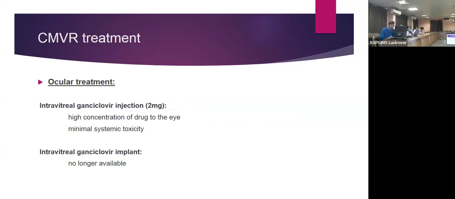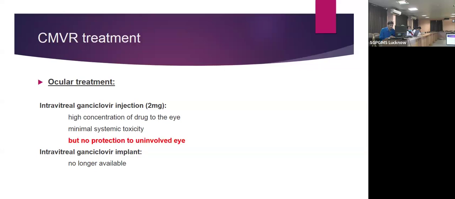There are some benefits. If CMV retinitis is there, along with systemic treatment you have to give intravitreal treatment because of obvious advantages. A high concentration of drug can be reached directly at the target. There is minimal systemic toxicity. Even when you cannot give the systemic treatment, we can continue with intravitreal, and that is a very good thing in many cases, for example with myelosuppression. Intravitreal drug does not leak into the systemic circulation, and there is barely any systemic toxicity. Implants are no longer available commercially, but the reconstituted drug acts very well and gets very good results.